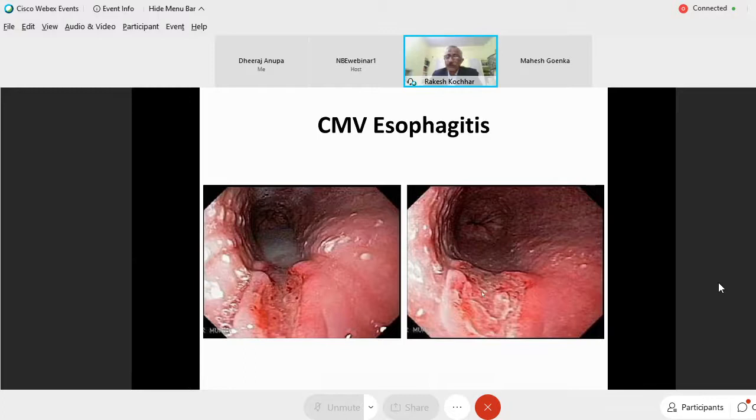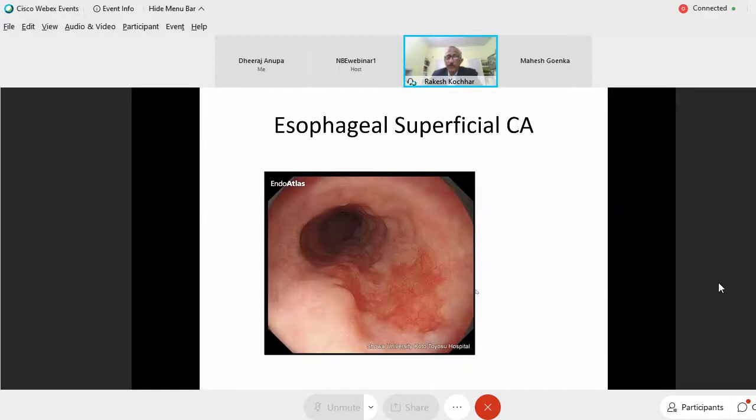You have to diagnose it on the basis of histology or cytology or other DNA probe or something like that. So in patients with immunocompromised state like renal transplant recipient, such lesions should be diligently looked for and investigated with histology.